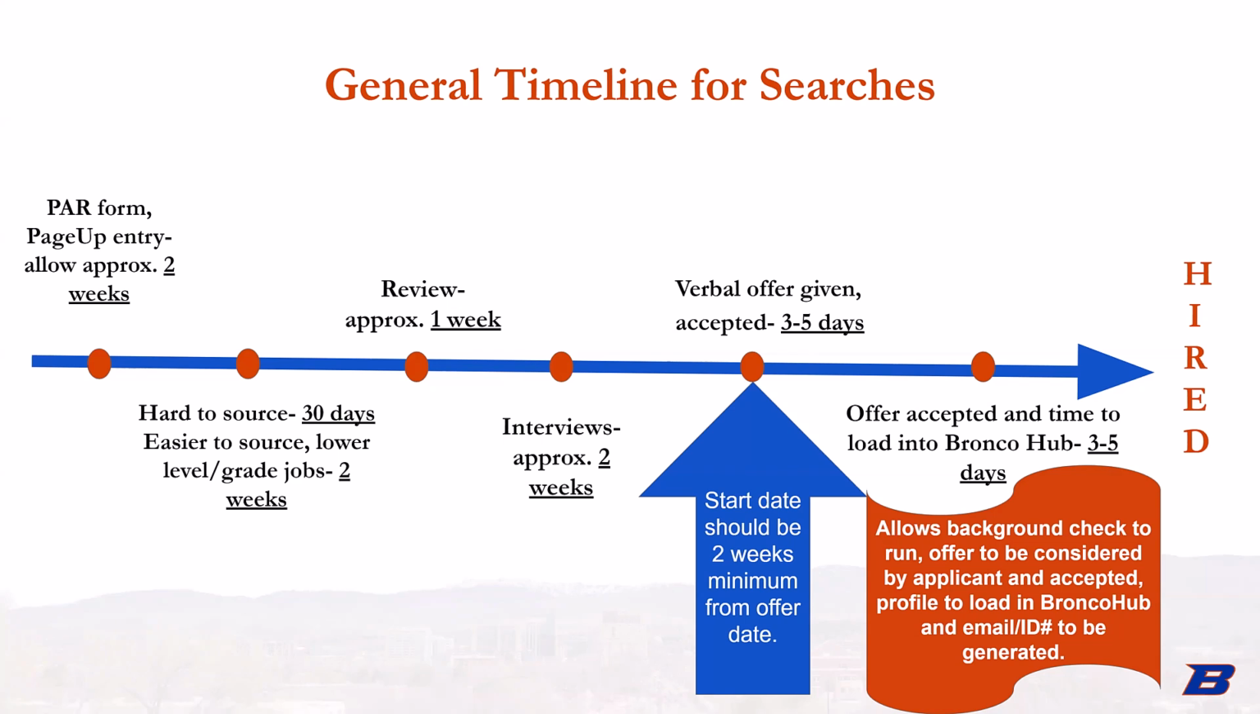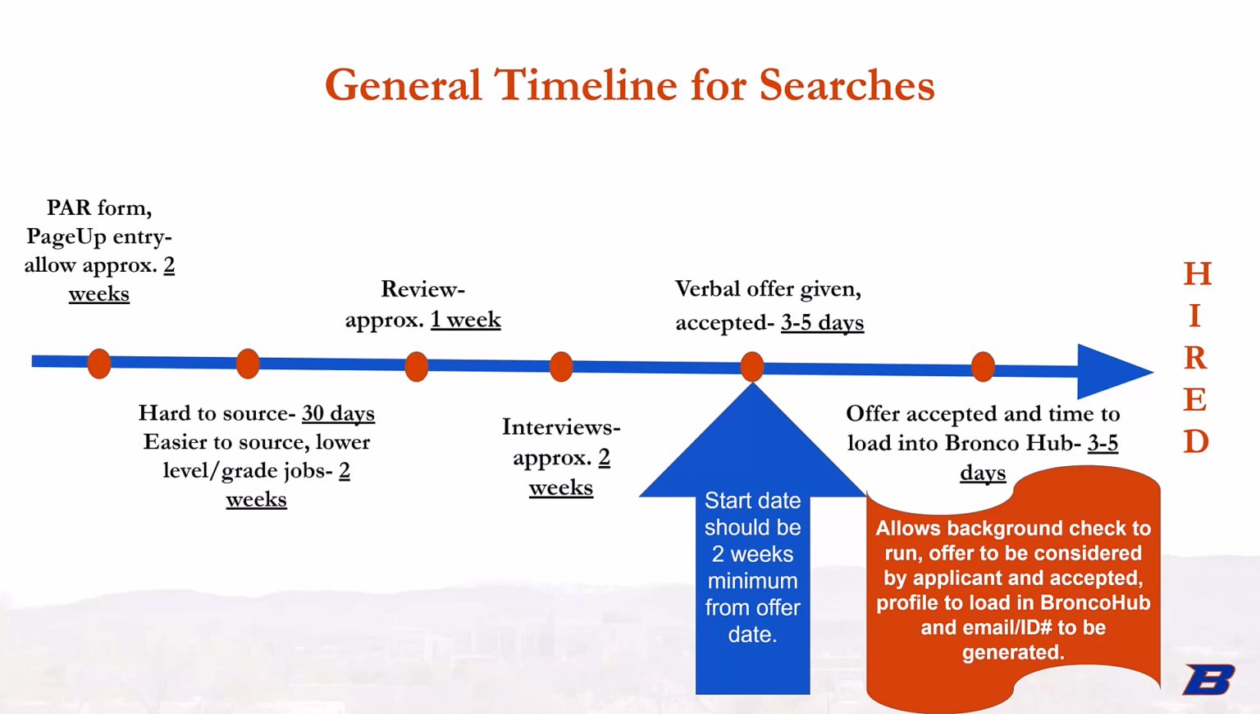Next, you want to give yourself a week to review candidates and set interview time slots with your search committee ahead of time. The interview process itself will last for a couple of weeks. And then once you find your candidate, you will want to allot some time to extend the verbal offer and complete reference checks. For the start date, we recommend a minimum of 2 weeks from the offer date. Then, once the offer is accepted, your new employee file will get loaded into Bronco Hub and their ID and email are generated. And this will take anywhere from 3 to 5 days.